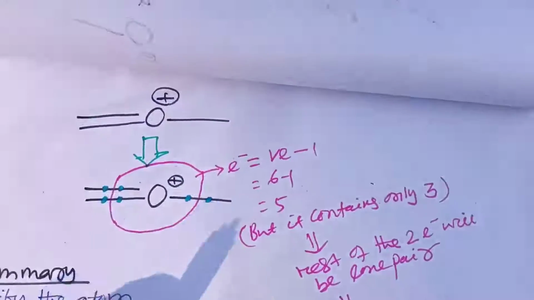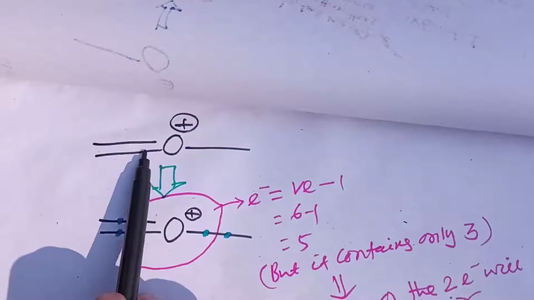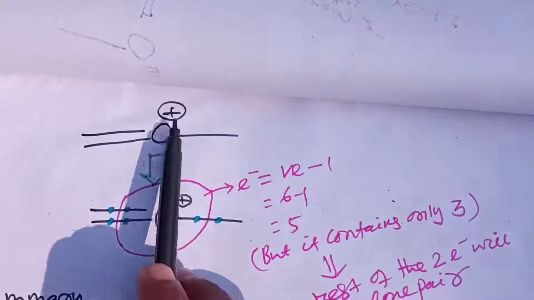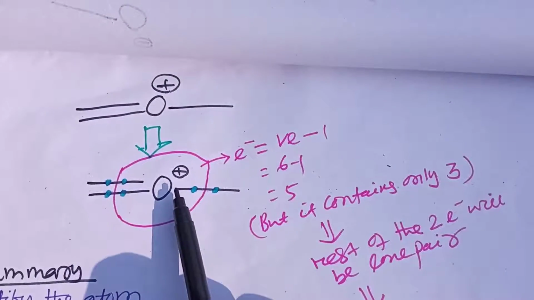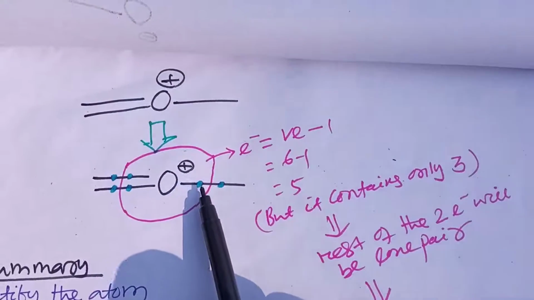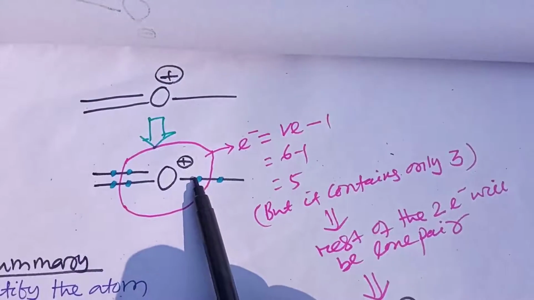So here is another example. This is oxygen with a double bond, a single bond, and containing a positive charge. So first of all, we have to make a circle around the oxygen atom, including all its own electrons. So these are the own electrons of the oxygen atom.